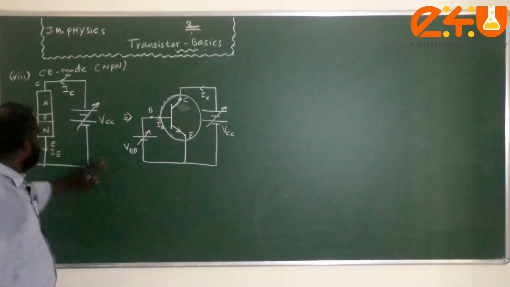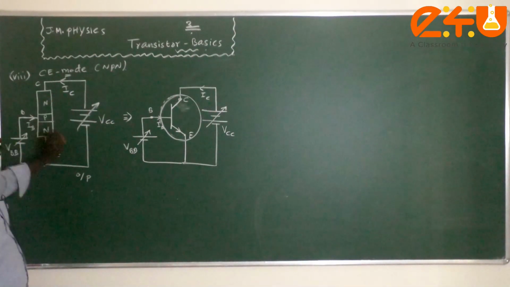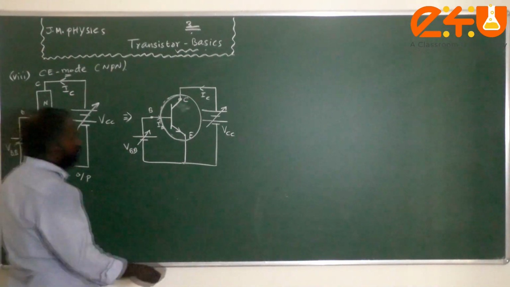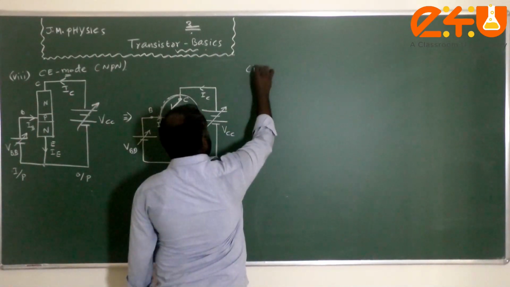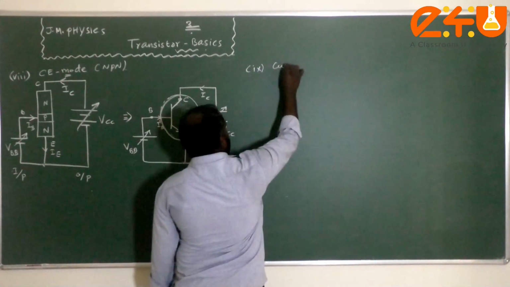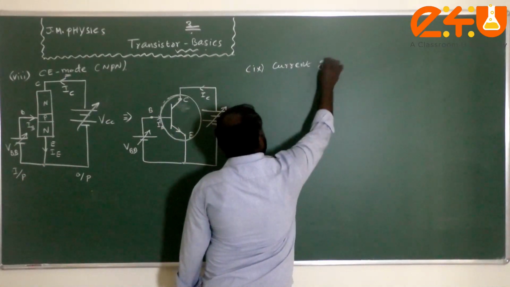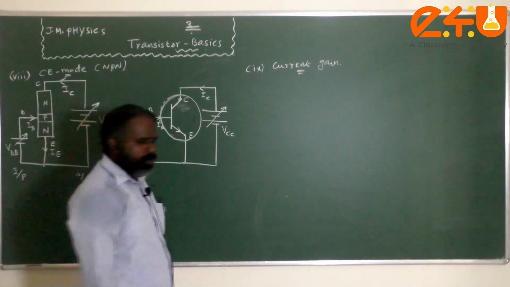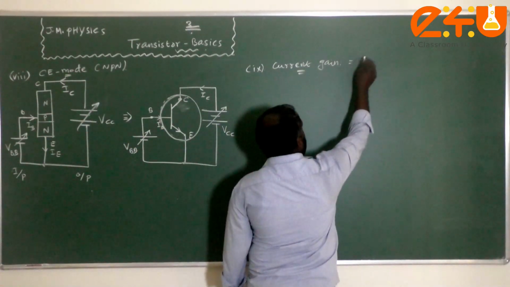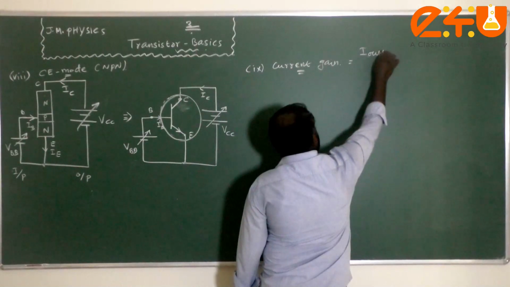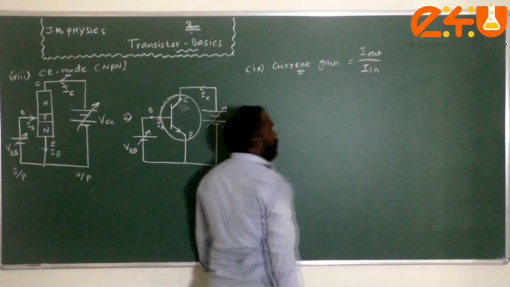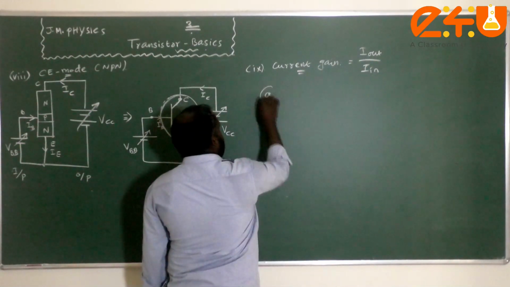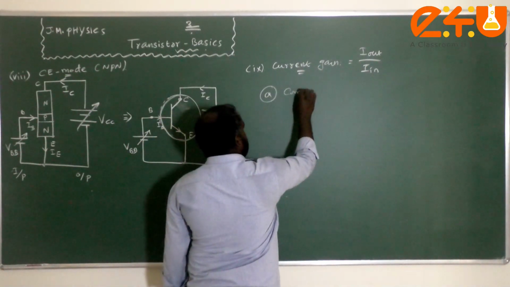Okay children. So this is the information about how to draw the circuit diagram in case of a common emitter NPN transistor. Another parameter we are going to discuss is the current gain. Generally, current gain is output by input. So current gain is output current divided by input current.